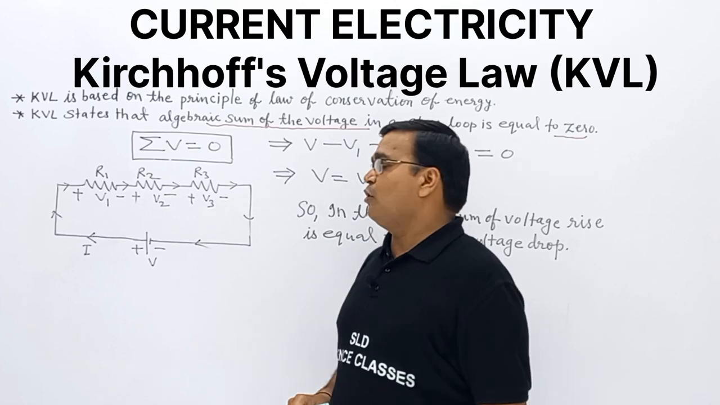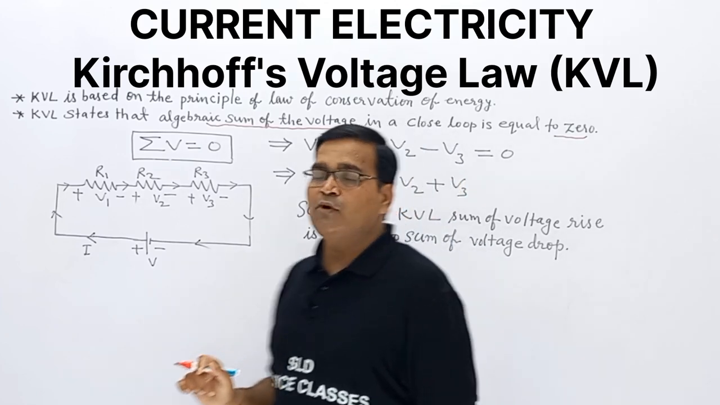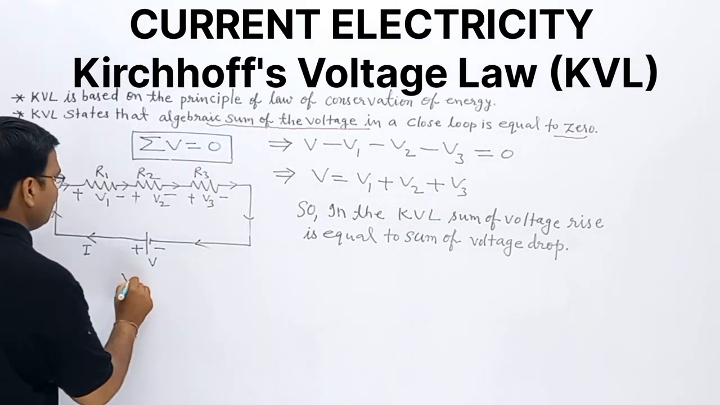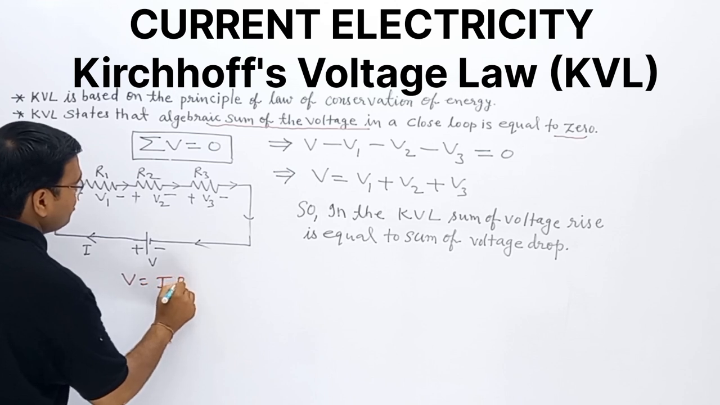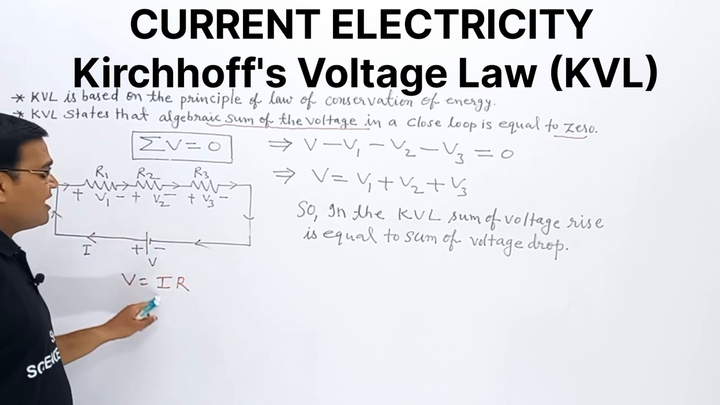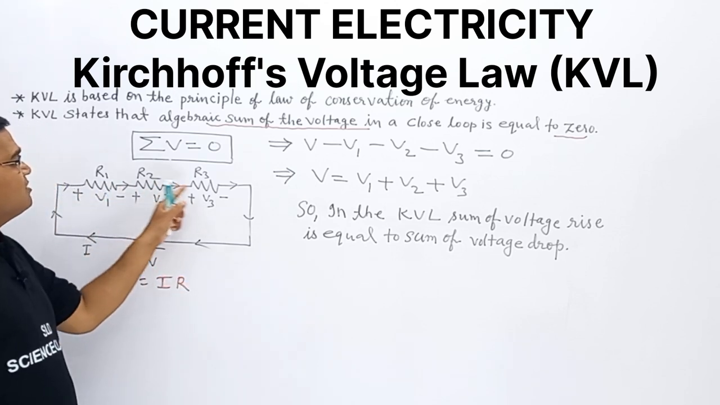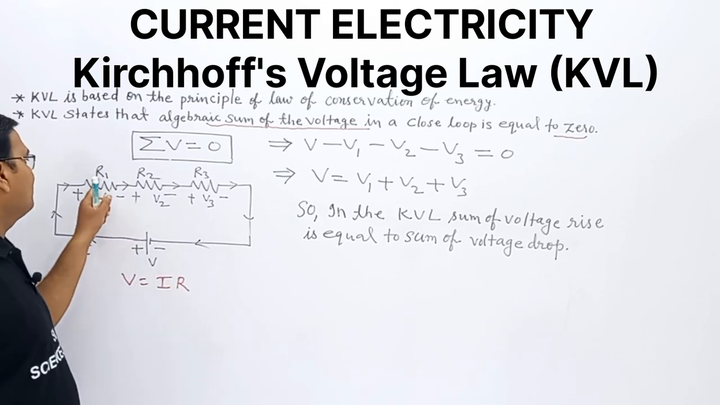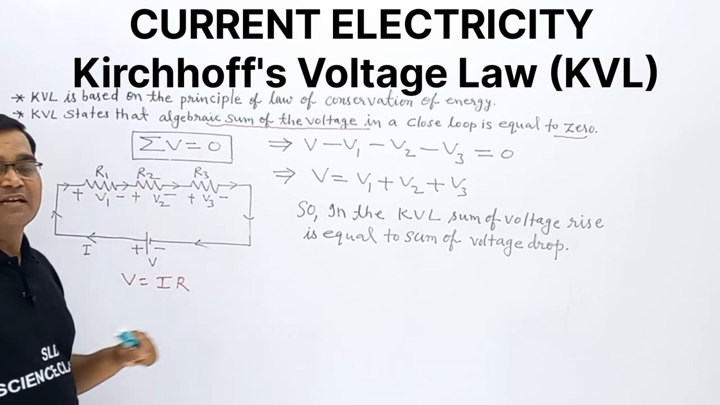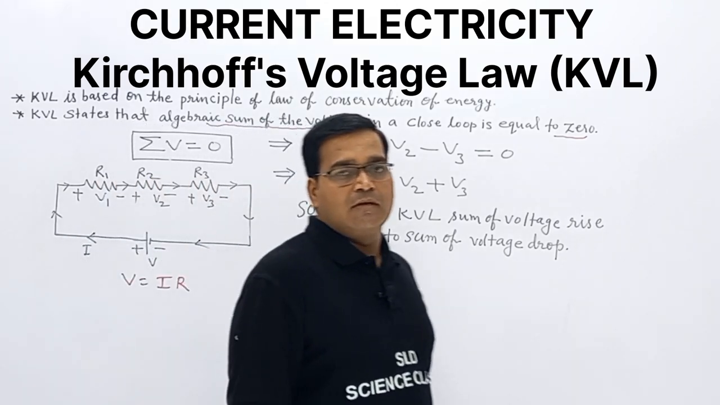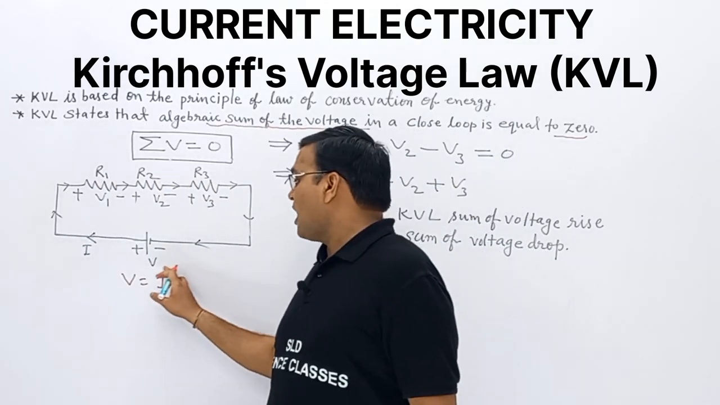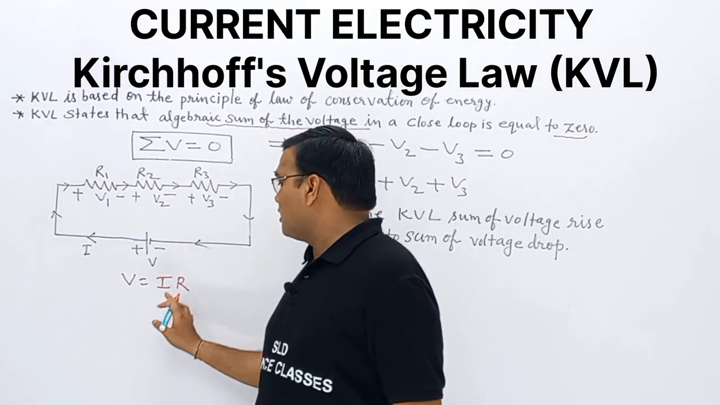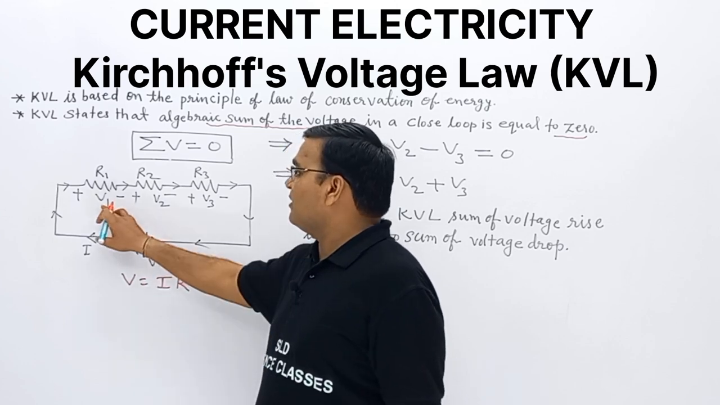We studied Ohm's law, V equal to IR. What is Ohm's law? We studied it already: V equal to IR is Ohm's law. I is the same in all resistors. I is the same, but the R value is different: 1 ohm, 2 ohm, 3 ohm, connected in series. Clear? Then how will we find the voltage? It is the product of current and resistance. So V1 equal to what?